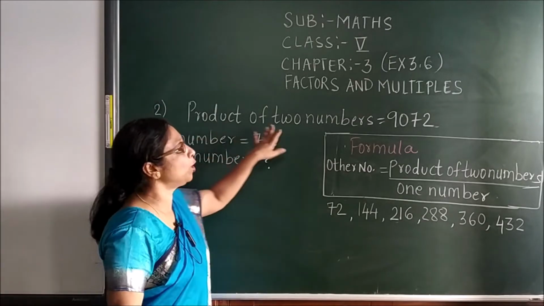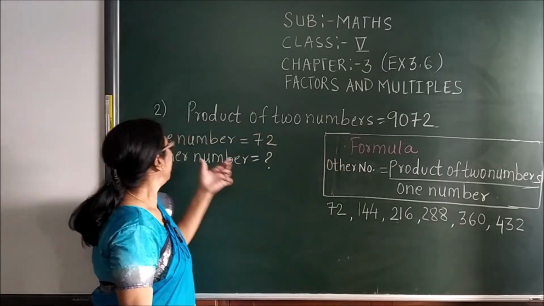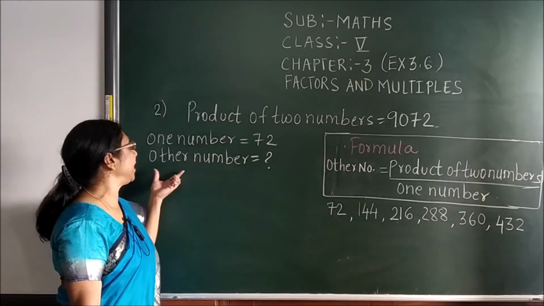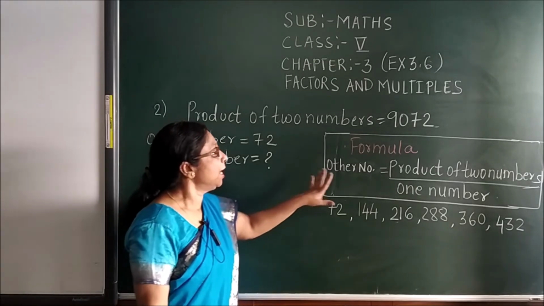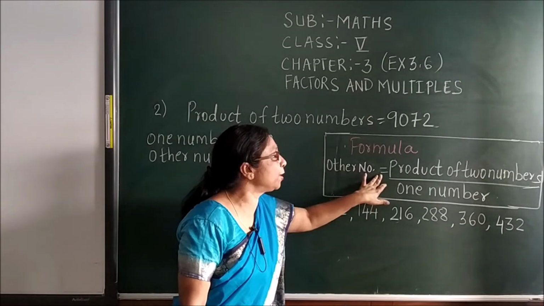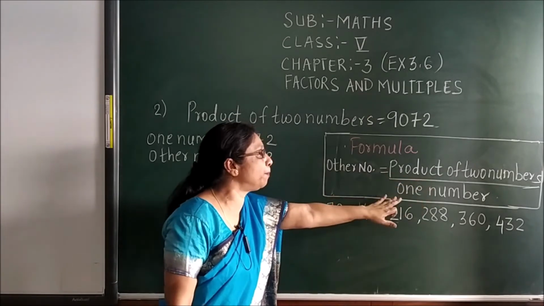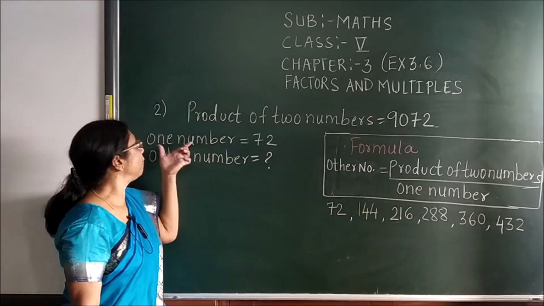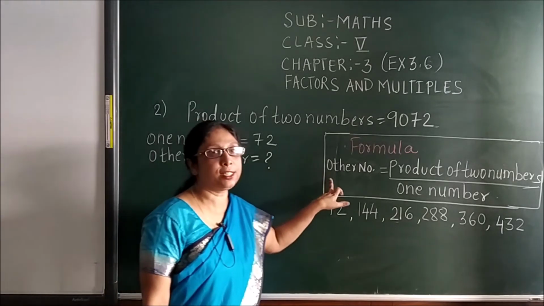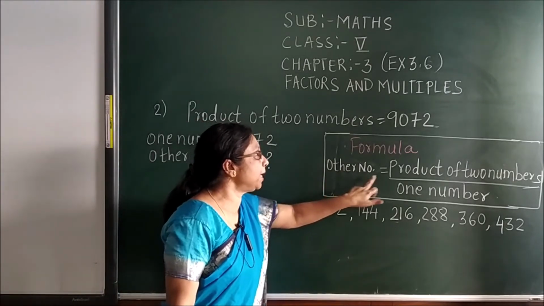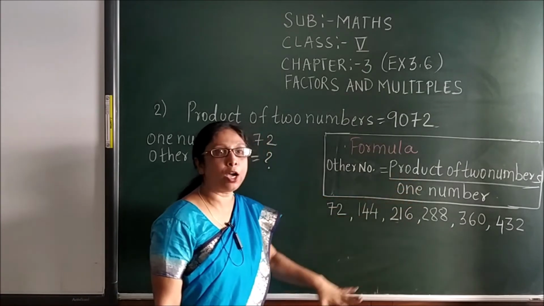I will see the next question, that is the second one. Product of two numbers is given to you, okay, children? One number is 72. Find the other number. Now, here also you have another formula. That is, other number is equal to product of two numbers upon one number. Whenever one number is given and the other number is asked, this type of sum comes, you have to use this formula. Other number is equal to product of numbers upon one number.